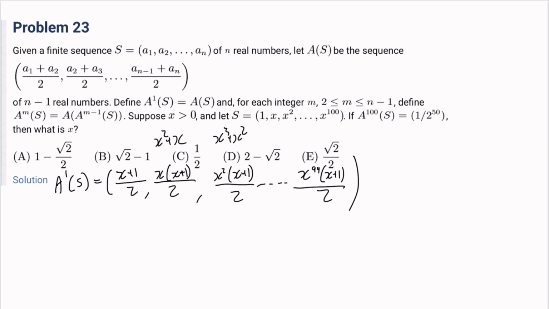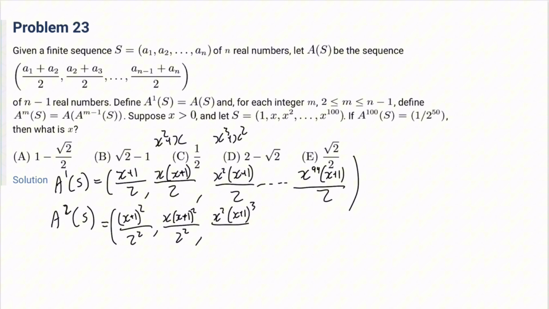And then the next is A2 of S, and this time it's going to be A of A1S. So this is all over 2 squared, and then x plus 1 squared, right? It's x plus 1 squared. And also it's going to be x times x plus 1 squared over 2 squared, and x squared times x plus 1 squared over 2 squared, and then all the way up to x to the 99th power times x plus 1 squared over 2 squared. And so as this continues, we see that this number is equal to this number, as well as this number, and this, and the things in front, they just stay the same, right?